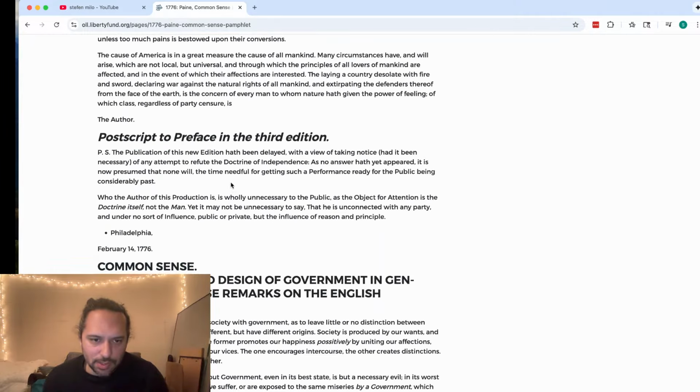Yeah, he says this interesting line, which I think speaks to his wisdom. Thomas Paine had wisdom about this. He said, "Who the author of this production is, is wholly unnecessary to the public, as the object for attention is the doctrine itself, not the man." Thomas Paine is saying, it doesn't matter who I am. The doctrine is what matters.